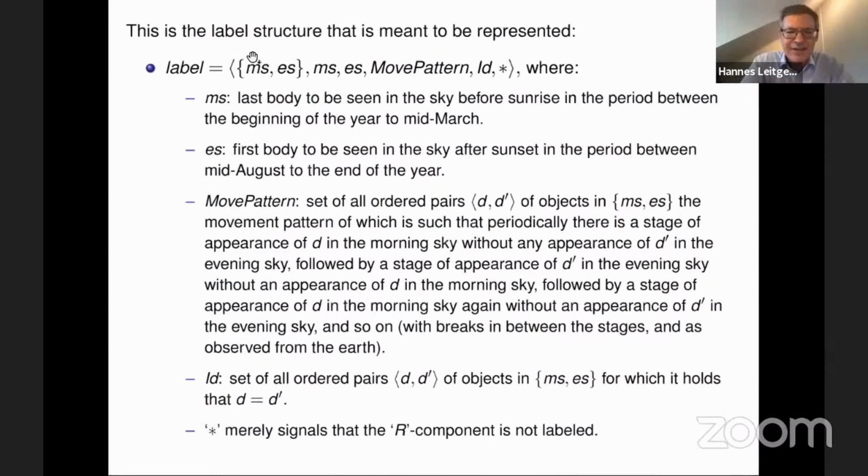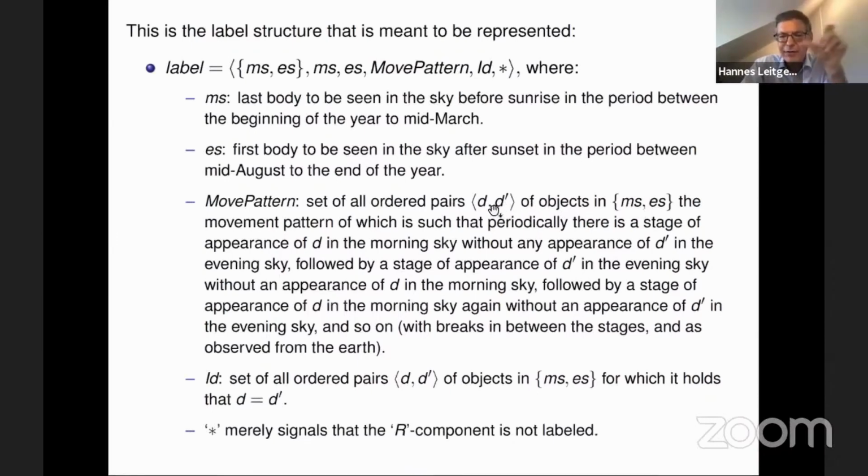But really, the domain of the labeling structure is a singleton set. It just includes one member. But it doesn't matter. Then I put MS here and ES, so I put Venus here 2 times. And then I put the movement pattern of morning star and evening star here as a binary relation. So move pattern is a binary relation, a set of ordered pairs D and D prime of objects in my domain, MS and ES.